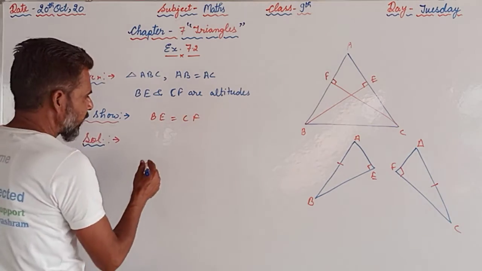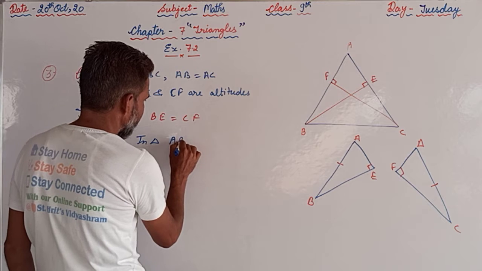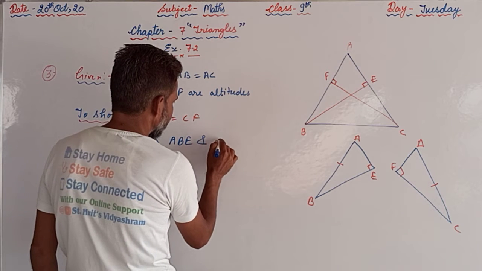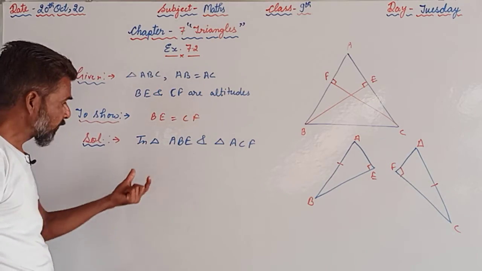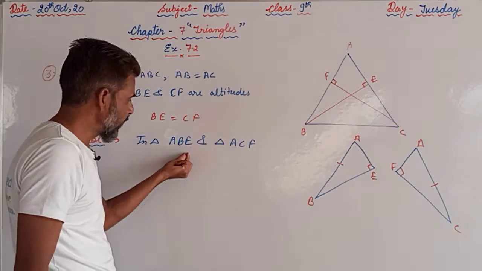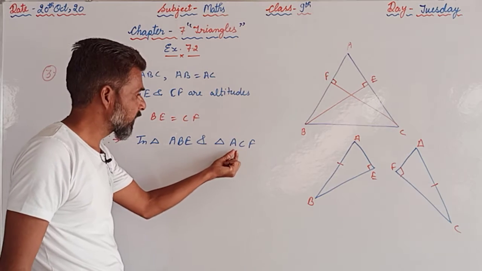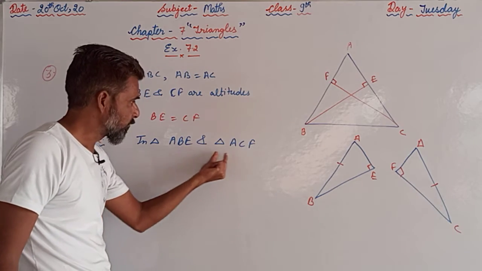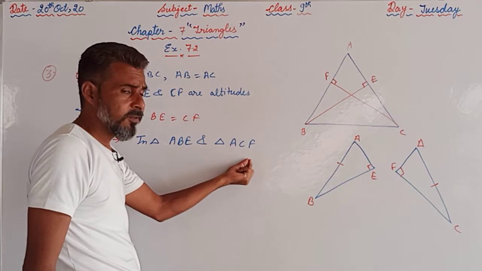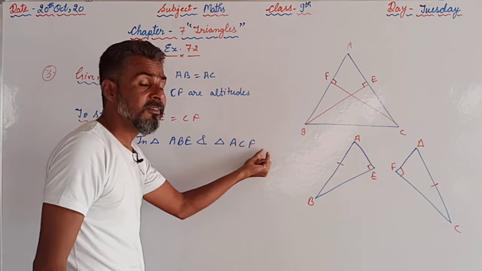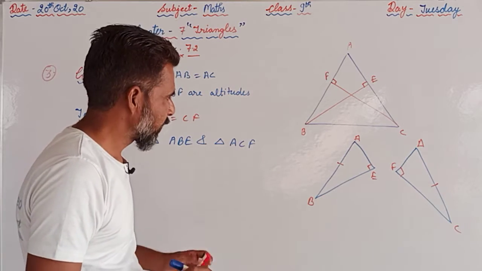So we will compare the triangles. In triangles ABE and triangle ACF, you are supposed to be careful regarding the names. If you have written ABE, then you are supposed to write ACF. You cannot write AFC because AB equals AC. If you are writing AEB here, then you are supposed to write AFC. So be careful regarding the selection of the names of the triangles.